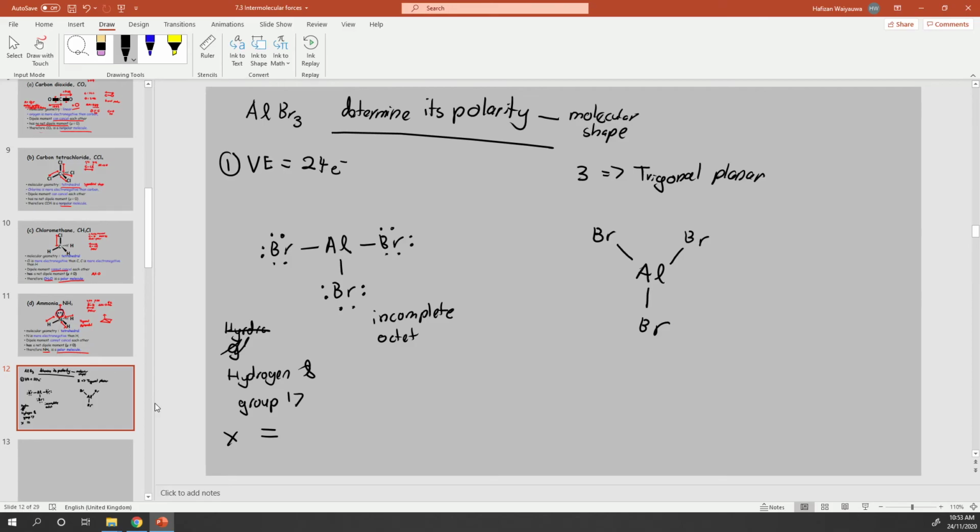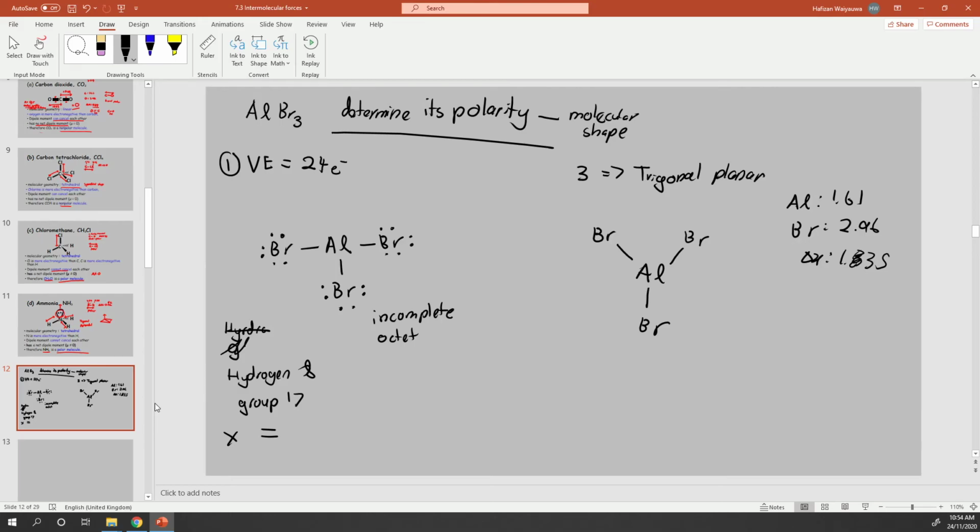And then kita tengok aluminium and bromine. So, aluminium, dia punya electronegativity is 1.61, while bromine is 2.96. Kira berapa electronegativity difference dia? 1.35. Yes. So it's 1.35. So, it is polar ke tak? Yes. So, the bond is polar.